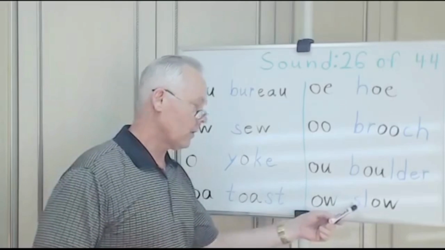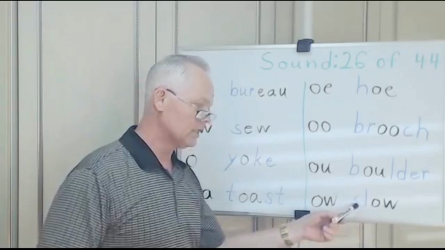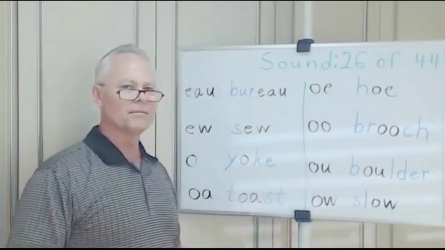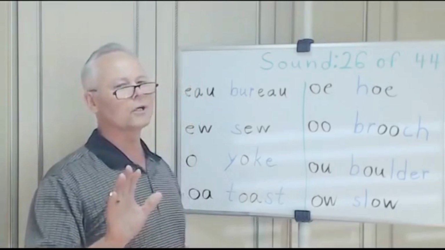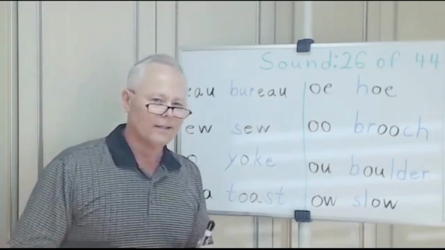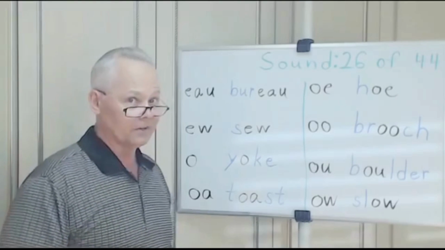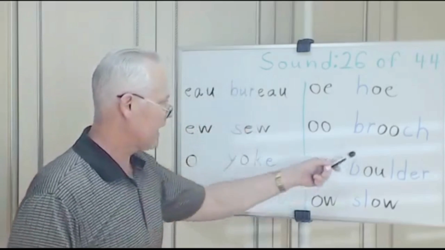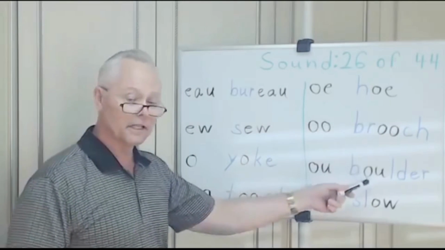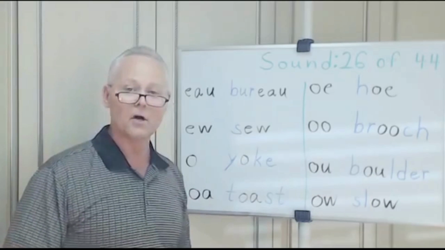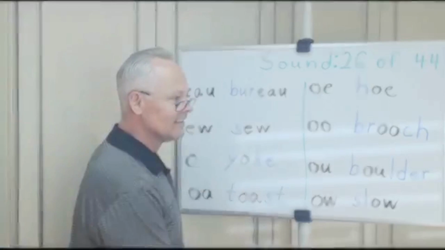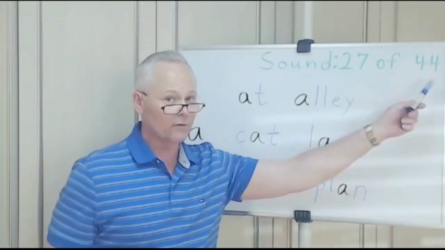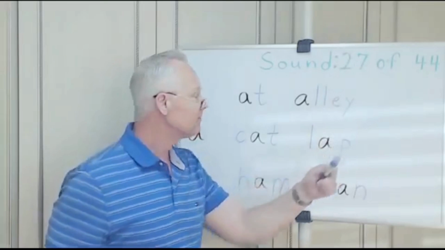O-W, here, O-W sounds like O, slow. Maybe somebody's telling you, hey, you should slow down and think about your finances before you buy that house. Slow down a little. Here we have 8 different letter combinations to make the sound of O. That's sound 27 of the 44 sounds of American English.